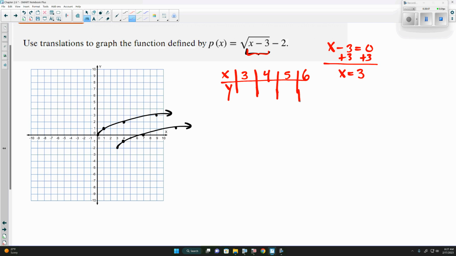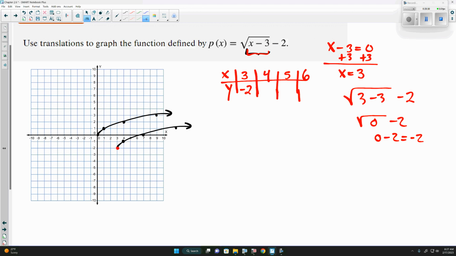And plug it in, because we can say the square root of 3 minus 3, minus 2. Square root of 3 minus 3 is 0. Square root of 0 is 0. And 0 minus 2 is negative 2. Isn't that our first point? Well, yes.